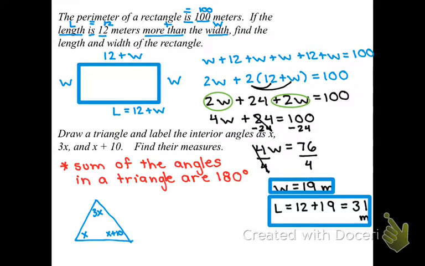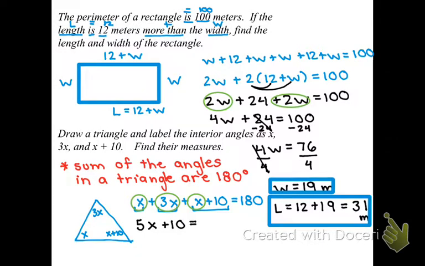Now we've got to use that knowledge that the sum of the angles in a triangle is 180 degrees. So when I add up x, 3x, and x plus 10, that needs to equal 180. My first angle, my second angle, and my third angle all have to add up to 180. We do have some like terms. x, 3x, and x give me 5x plus 10 equals 180.